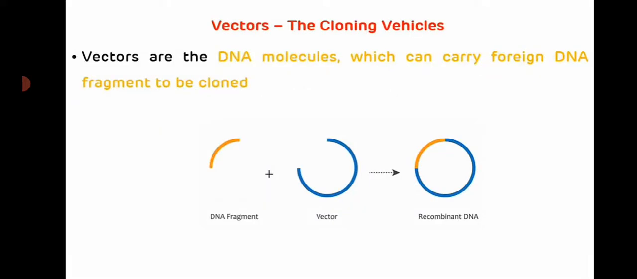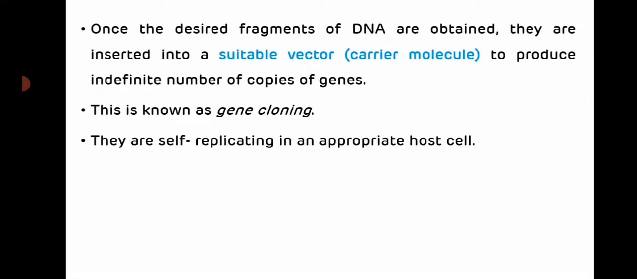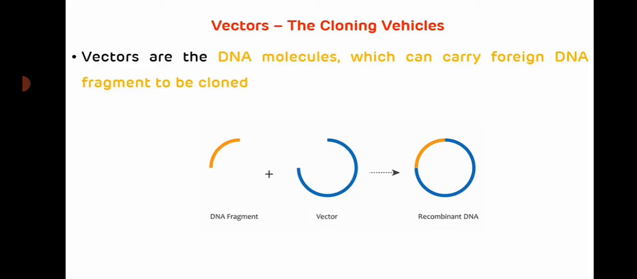So vectors are nothing but cloning vehicles. What are vectors? Vectors are cloning vehicles. Vectors are, once again I repeat, DNA molecules. This is a vector DNA molecule which can carry a foreign DNA fragment to be cloned. This is the DNA fragment, this is the vector. Once it is joined, then it becomes a recombinant DNA.